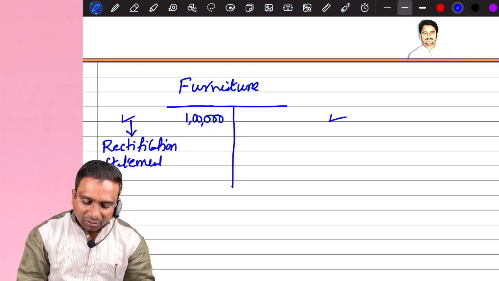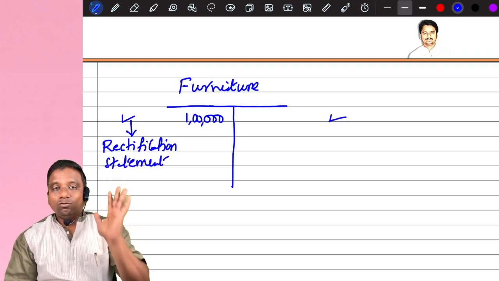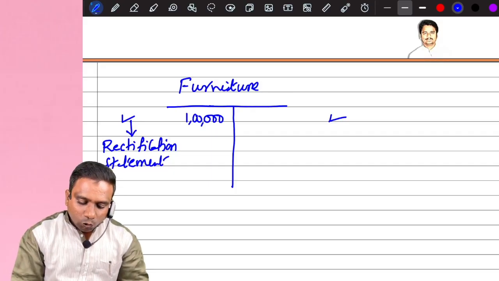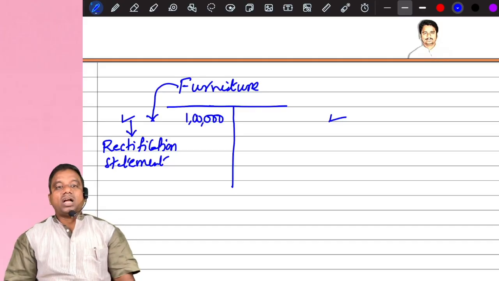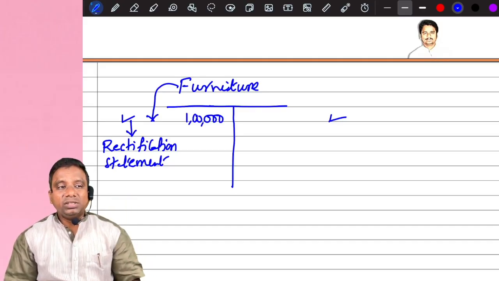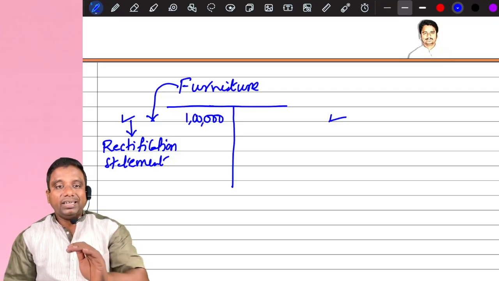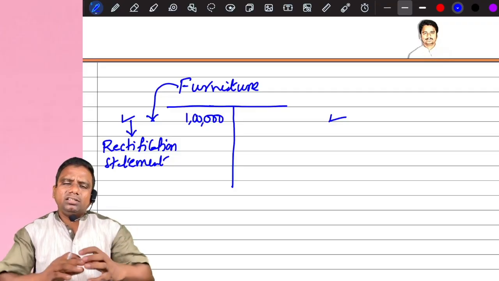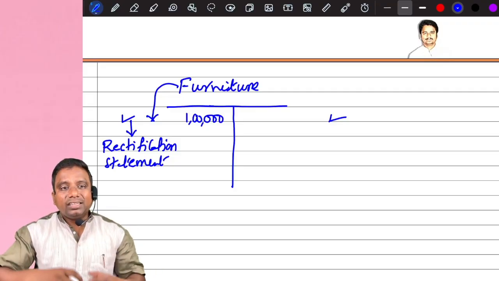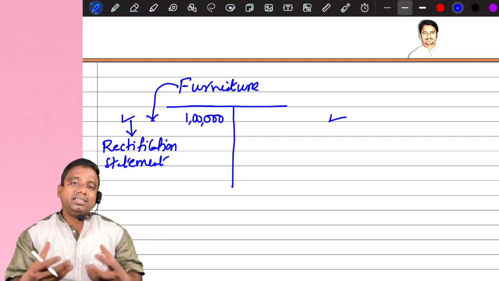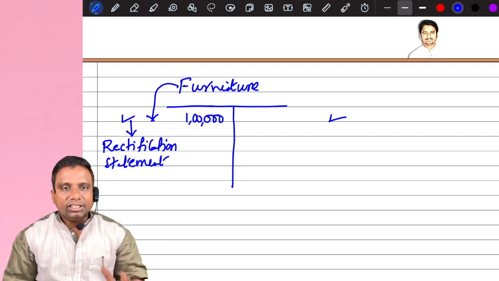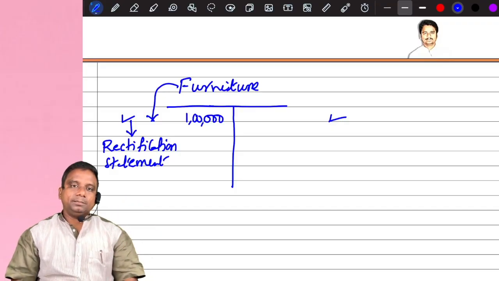Rectification statement. Because the mistake has happened in one account only, we go to that account and go to the appropriate side. Appropriate side means whether I write the rectification on the debit side or credit side. If I write rectification on the debit side, then the error gets rectified. If I write rectification on the credit side, then the error gets rectified. Is it clear? So, rectification statement.